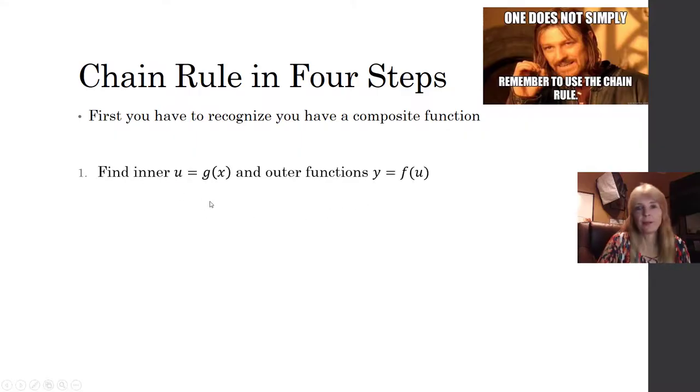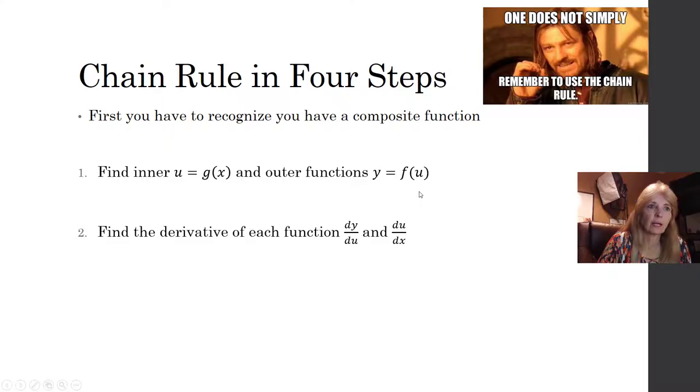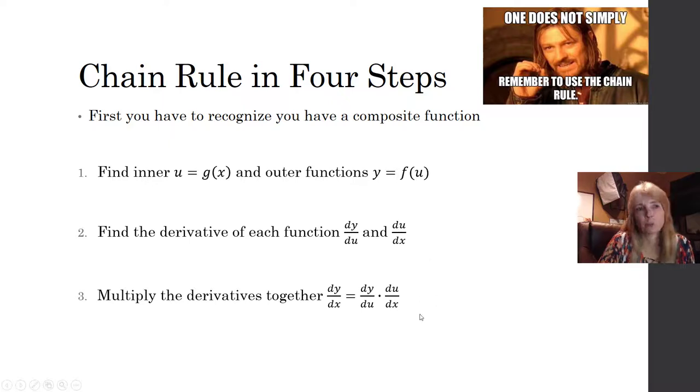Then you find the inside function, you find the outside function, you take the derivative of the inside function, the derivative of the outside function, you multiply the derivatives together, and then you substitute back. These steps will never change. Even if you're doing the shortcut, you're just kind of doing these derivatives, steps one and two, together.